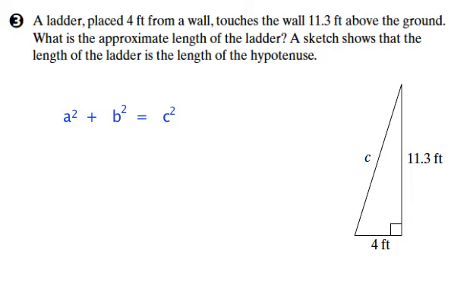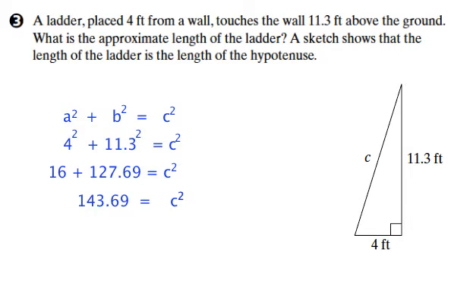A is 4, so we have 4 squared. B is 11.3, so we have plus 11.3 squared. And we don't know our hypotenuse, so we're going to leave that c squared. 4 squared is 16. 11.3 squared is 127.69. So we have 16 plus 127.69 equals c squared. We add 16 and 127.69 and get 143.69. That is equal to c squared.